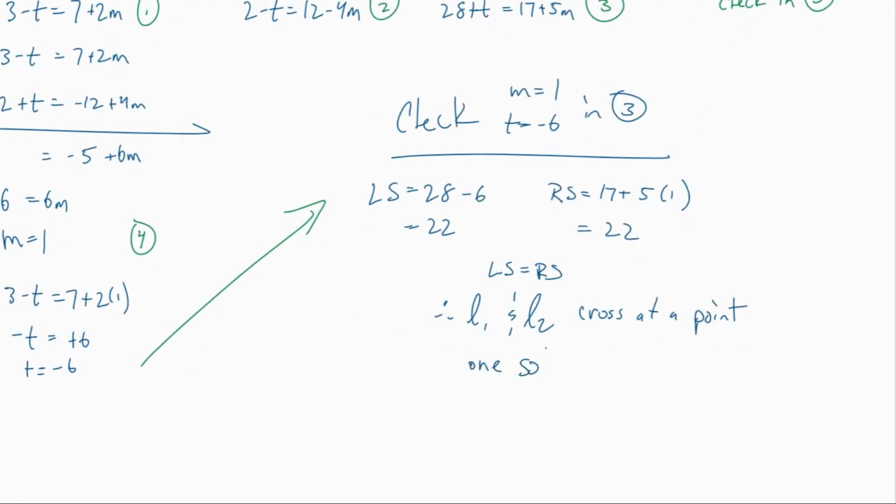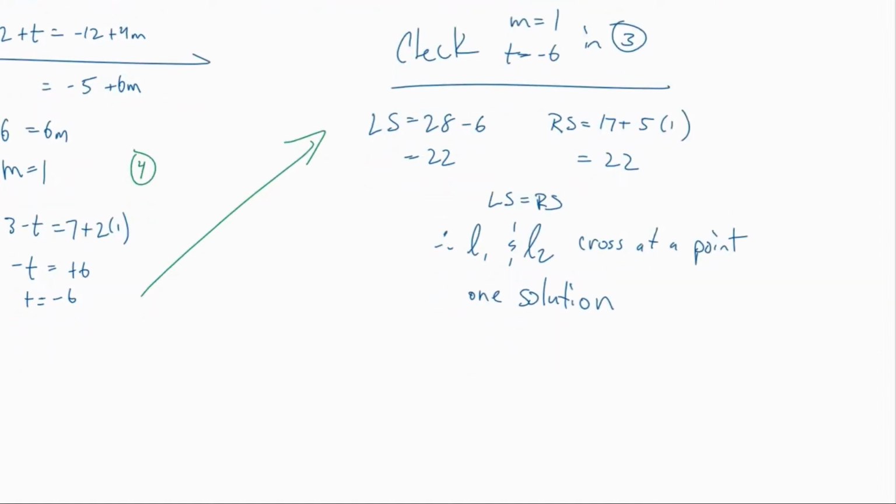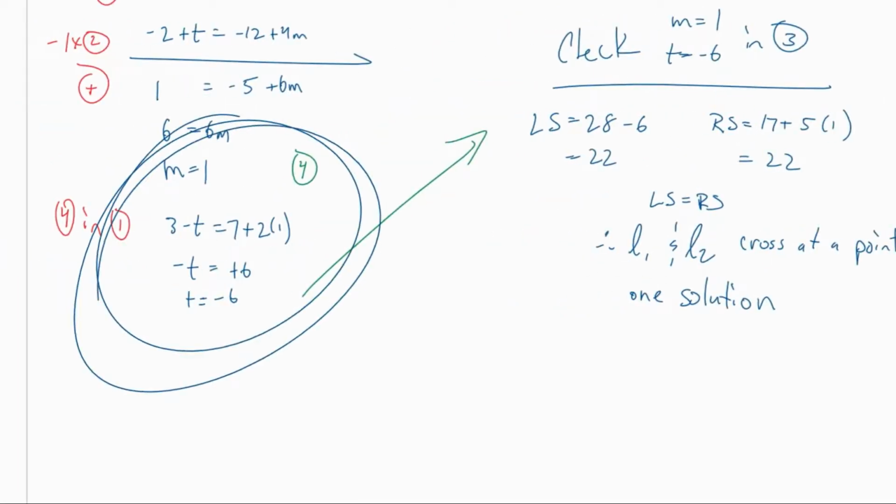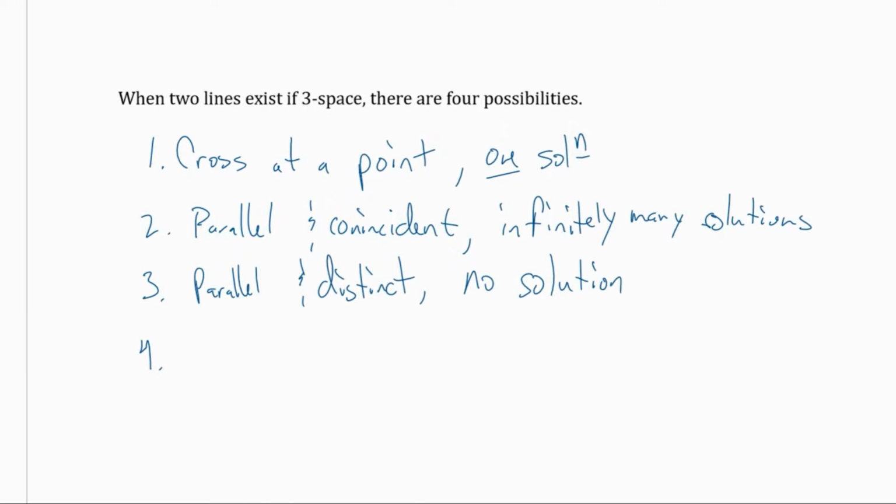Now, maybe I'm getting ahead of myself a little bit here because sometimes we might want to wrap all this up at the same time. But I think, while we're learning, this is good to look at that, like, what have I discovered here? What's my interpretation? How far have I got here? And this is how far I've got. So I now know that they cross at a point because I got values for m and t. I didn't end up with these situations.